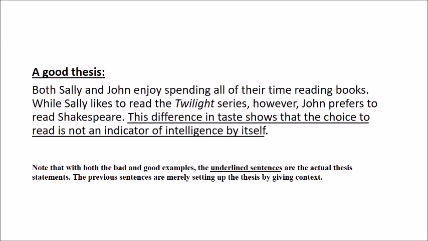You can fix it by writing something like this. Both Sally and John enjoy spending all of their time reading books. While Sally likes to read the Twilight series, however, John prefers to read Shakespeare. This difference in taste shows that the choice to read is not an indicator of intelligence by itself.